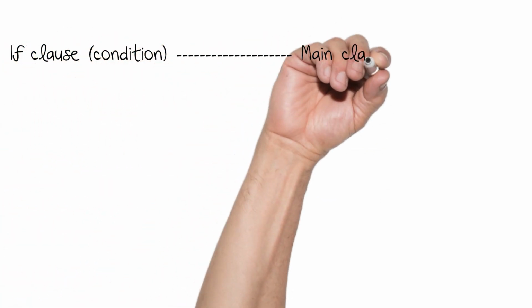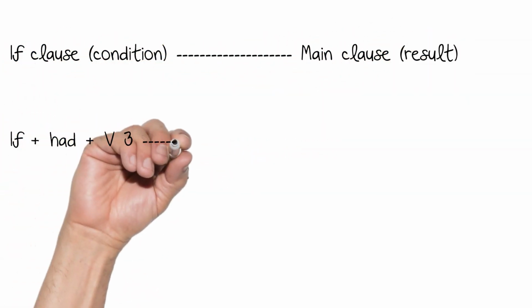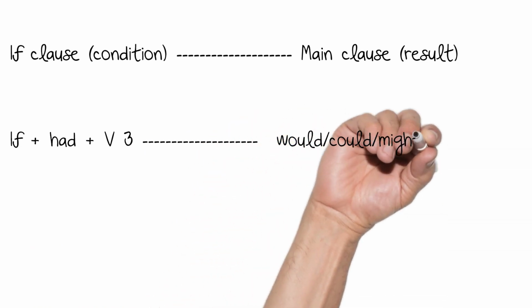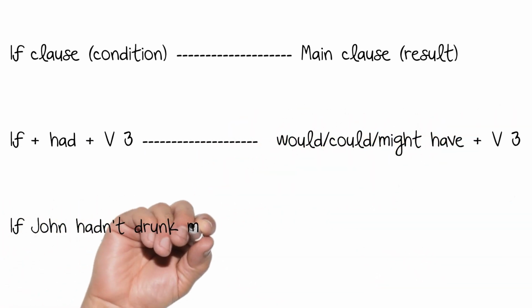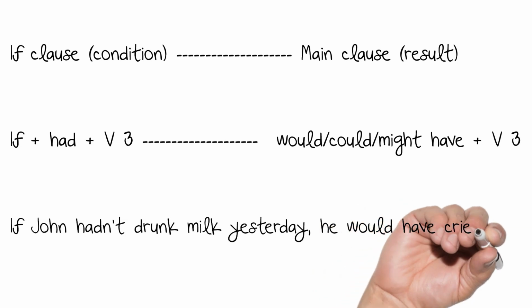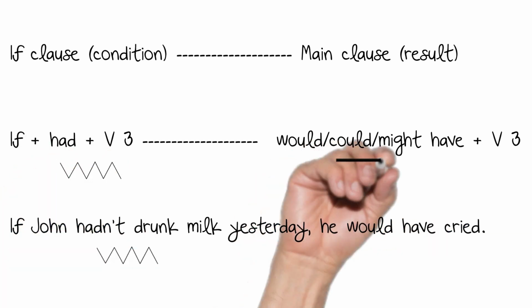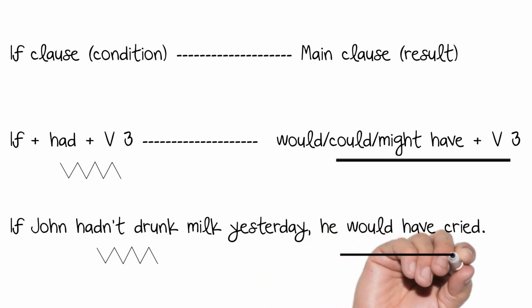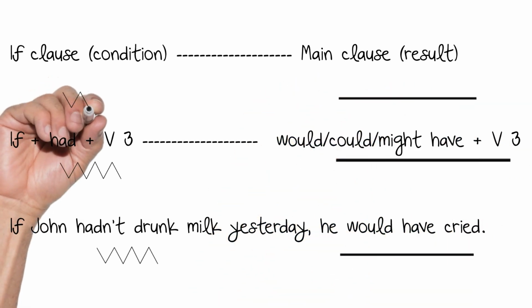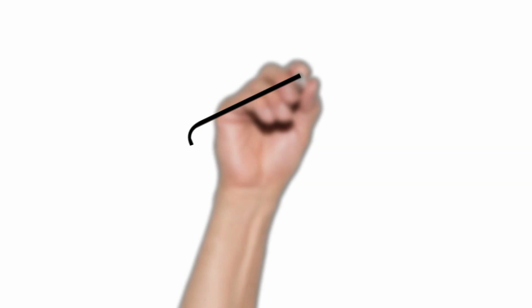In the if clause, we use past perfect, had plus verb 3. In the main clause, we use would, could, might, have plus verb 3. If John hadn't drunk milk yesterday, he would have cried. It didn't happen.